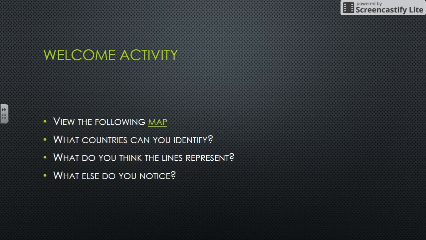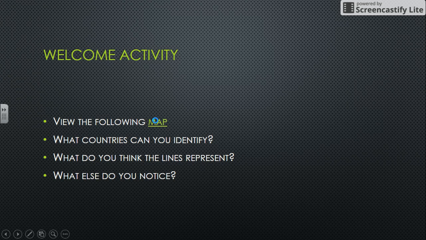So we're going to start by you viewing this map. I'm going to click on it in a second, but there are 3 questions I want you to answer when you're viewing the map, and you can just put these in your notebook. What countries can you identify? What do you think the lines represent? And you're going to see a bunch of lines. And then what else do you notice beyond just those couple of things?